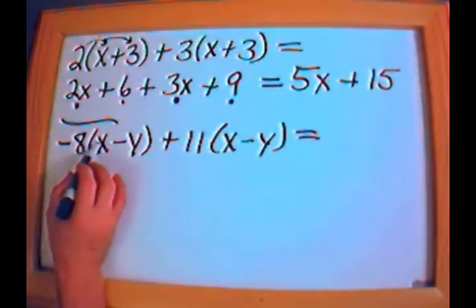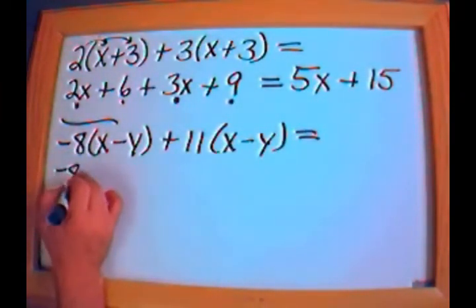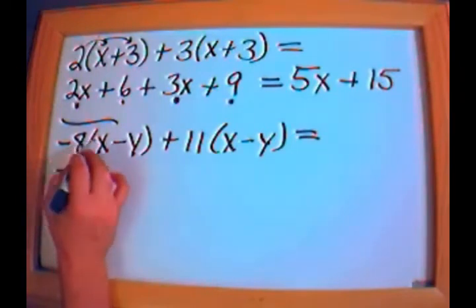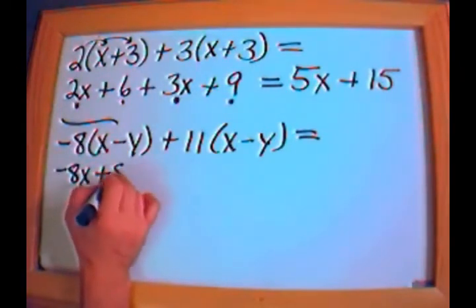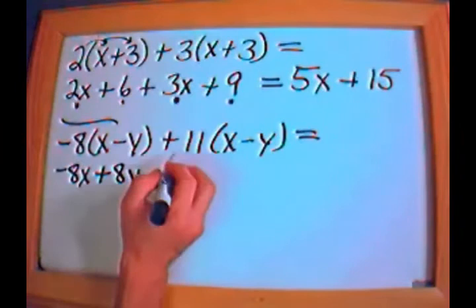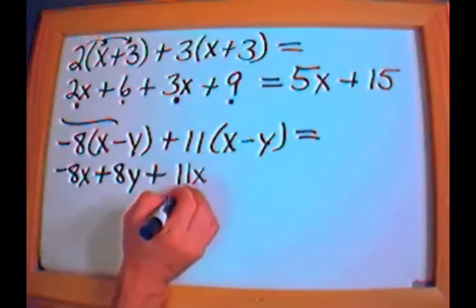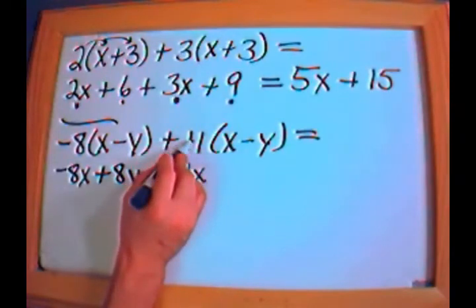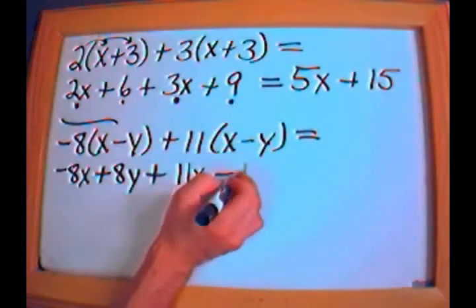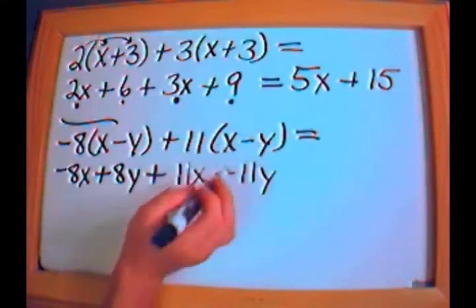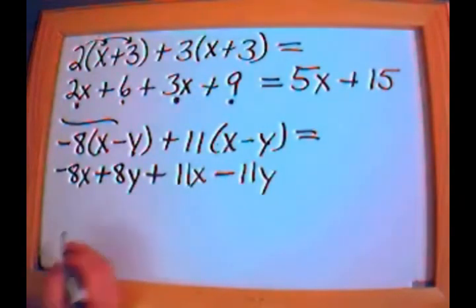Negative 8 times x is negative 8x. Negative 8 times negative y is positive 8y. Plus 11 times x is simply 11x. And then I've got 11 times negative y, which is negative 11y, because negative times positive is negative.